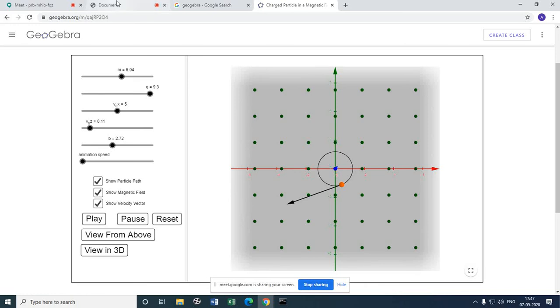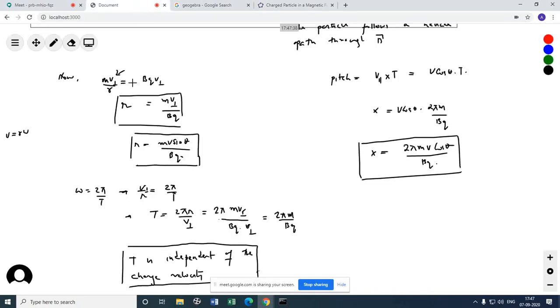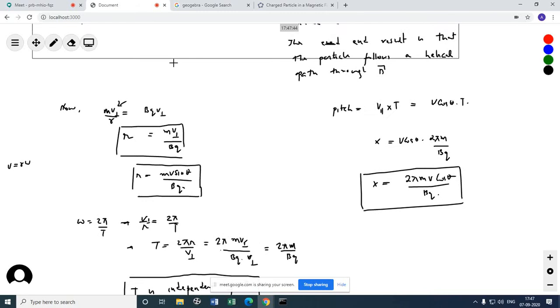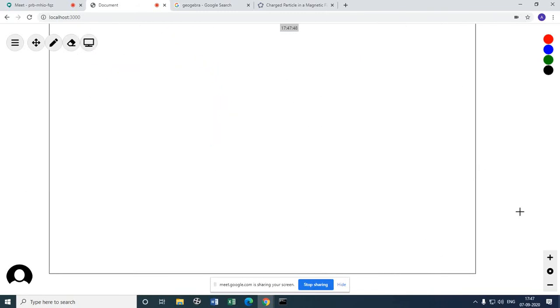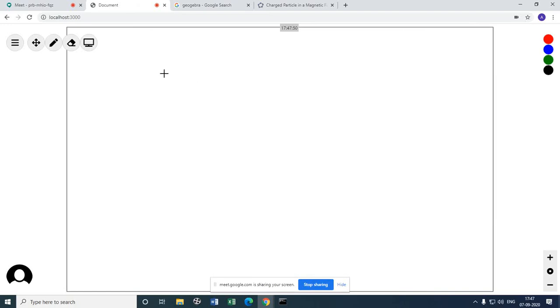I hope you've got the picture, right? Explore more. GeoGebra is a very classic, great tool. Very soon I'm going to put my own resources there. Now we'll come to the next topic, cyclotron. So what is a cyclotron?